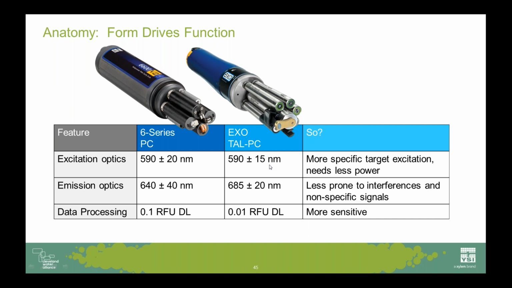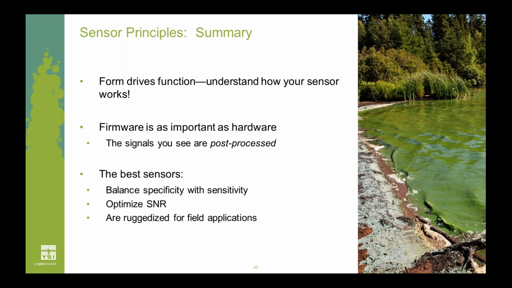The tighter bandwidth on EXO means that you get better specificity. And the optics also require less power. That's a good thing because it doesn't drain batteries as fast. A big thing I've seen is that EXO, as I just mentioned, is less prone to interference. And finally, the EXO is 10 times more sensitive, meaning that you're going to get earlier detection of a threatening algae bloom. So to sum up this very dense section, form drives function.